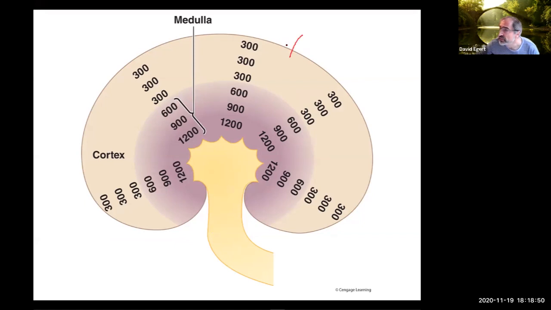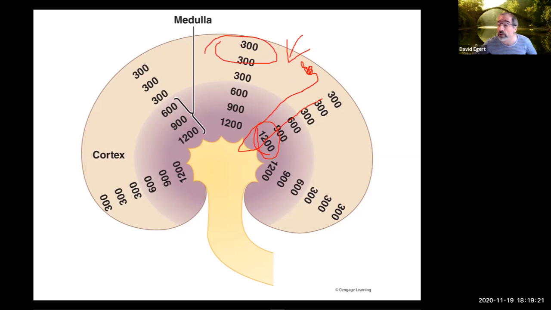This is the cortex. This is where the glomerulus is. And then we have that whole loop of Henle going down. That loop of Henle is creating this osmotic gradient, where as you get deeper and deeper into the kidney, it becomes more and more salty, so to speak, higher and higher. You have 4 times the osmolarity down in the deep part of the kidney compared to the cortex, this outer part.